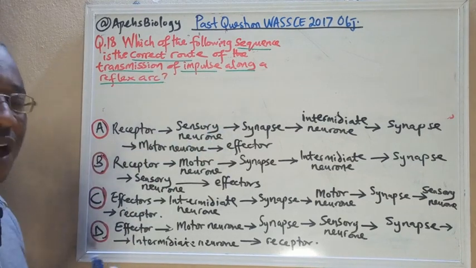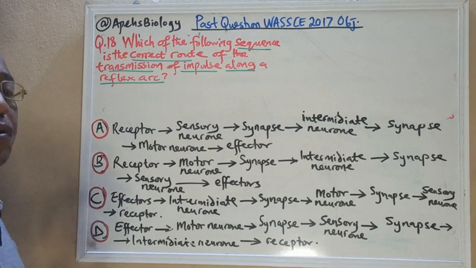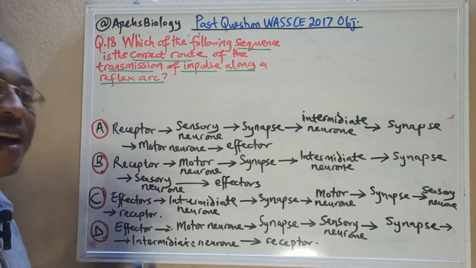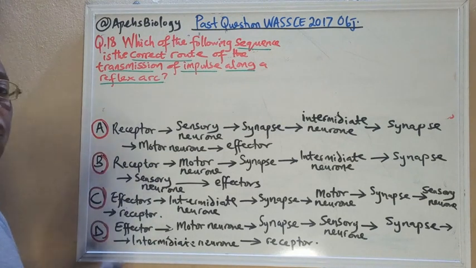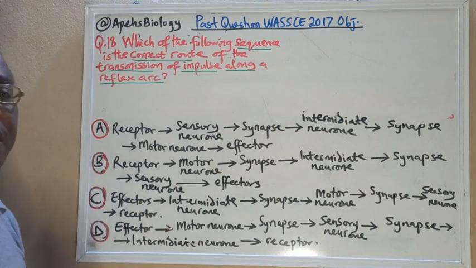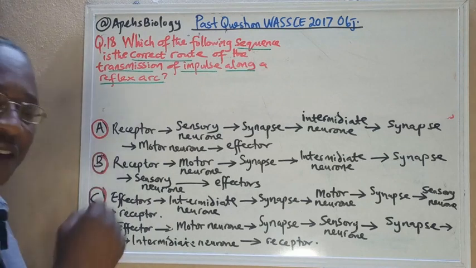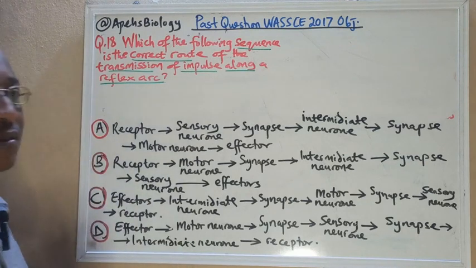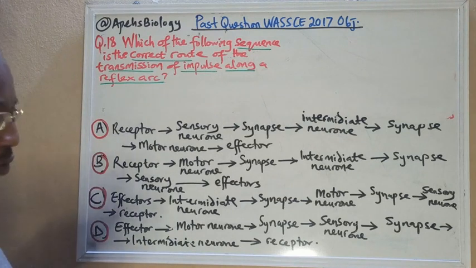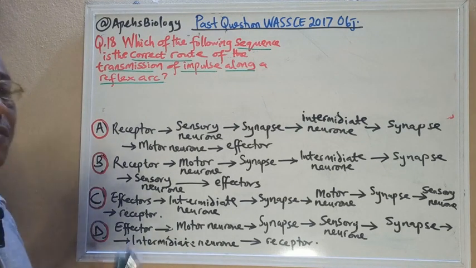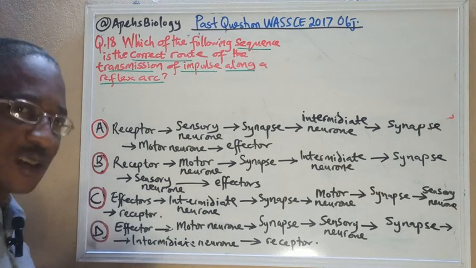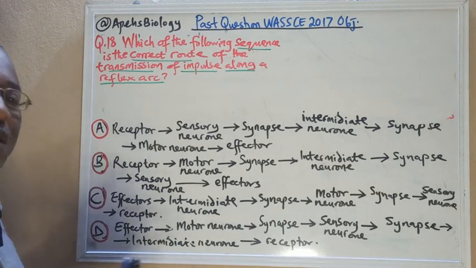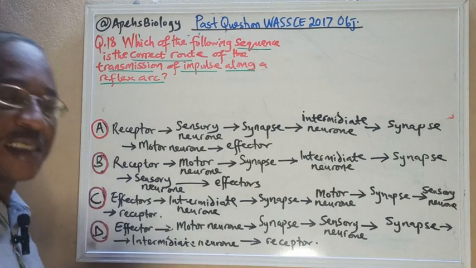Now, a reflex arc, from your theoretical biology, you know that it is a diagram or an illustration showing the path followed by a reflex action. So if you don't understand what a reflex action is first, you can't even answer this question. Neither will you be able to answer the question if you don't know what a reflex arc is.